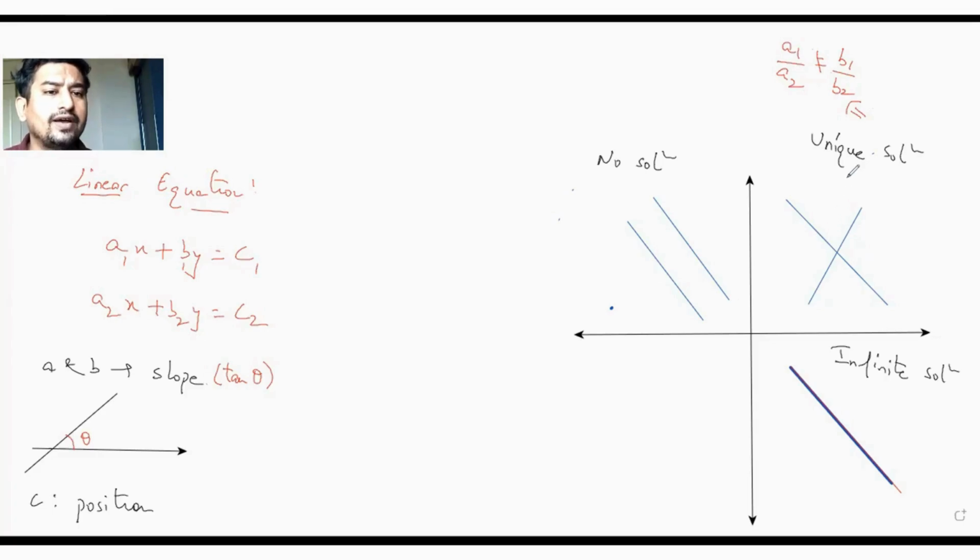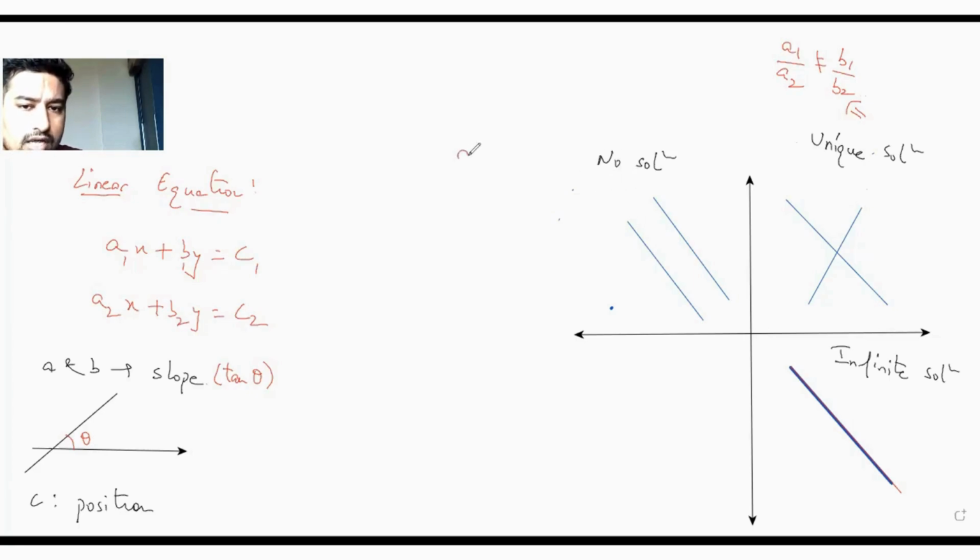Now you have to understand this vice versa. If there are two equations and you see a1 by a2 is not equal to b1 by b2, you have to understand it's a unique solution case. Second, if they tell you in a question that it's a unique solution case, you have to understand a1 by a2 will not be equal to b1 by b2. Correct?